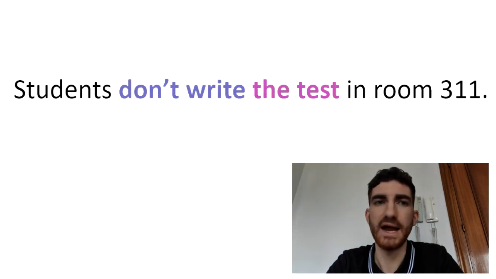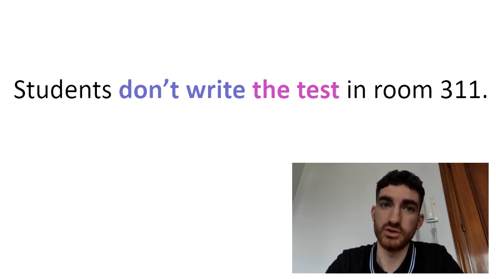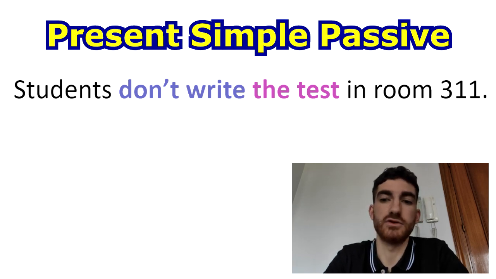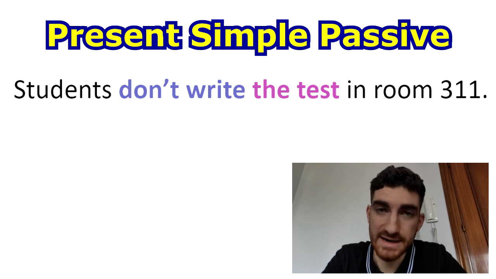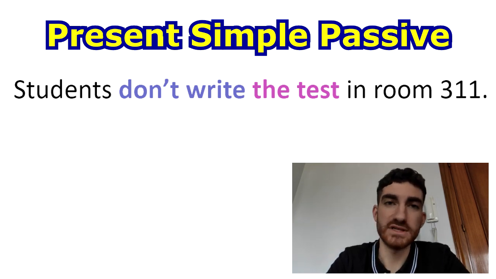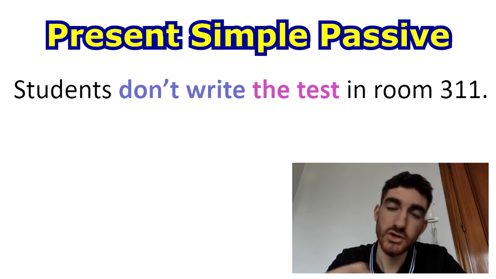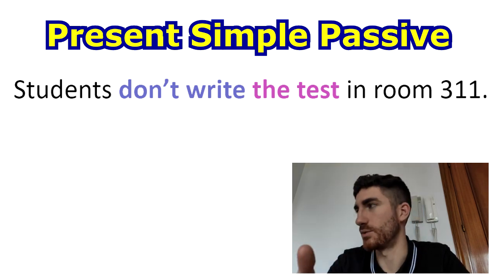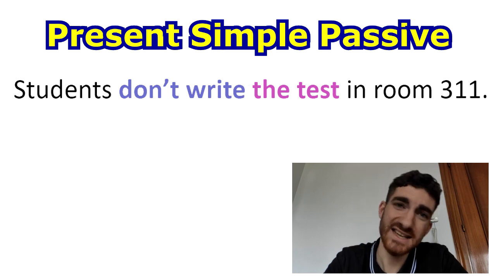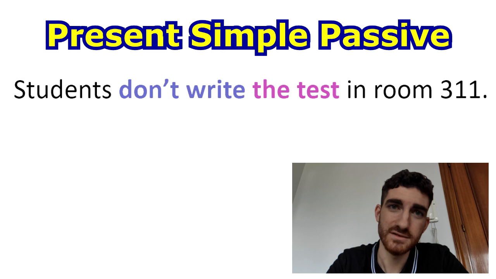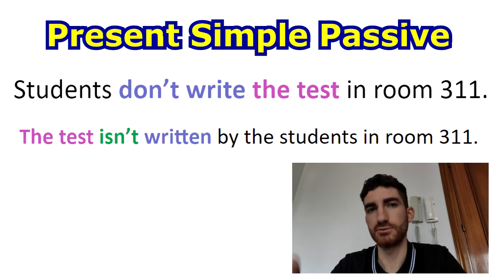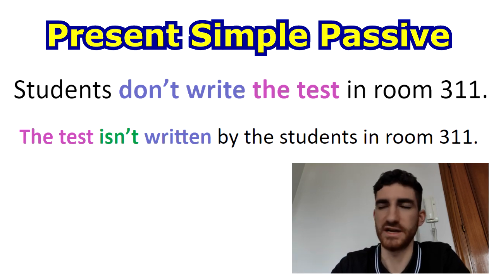What if I say students don't write the test in room 311? Don't, and doesn't are used in present simple. So we have to write the verb to be, present simple, negative. What is the verb to be, present simple, negative? I am not, you are not, or you aren't. He is not, or he isn't, and so on. So the test isn't. Very good. The test isn't, and the rest is the same. Written in room 311 by the students, which can be omitted.